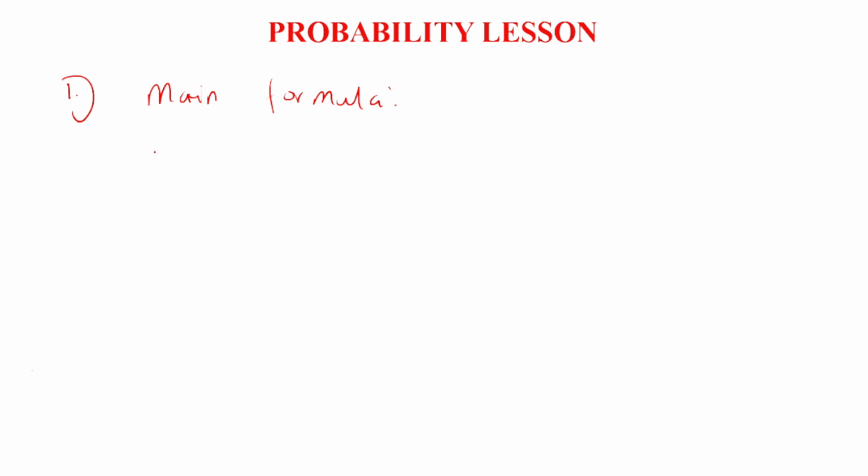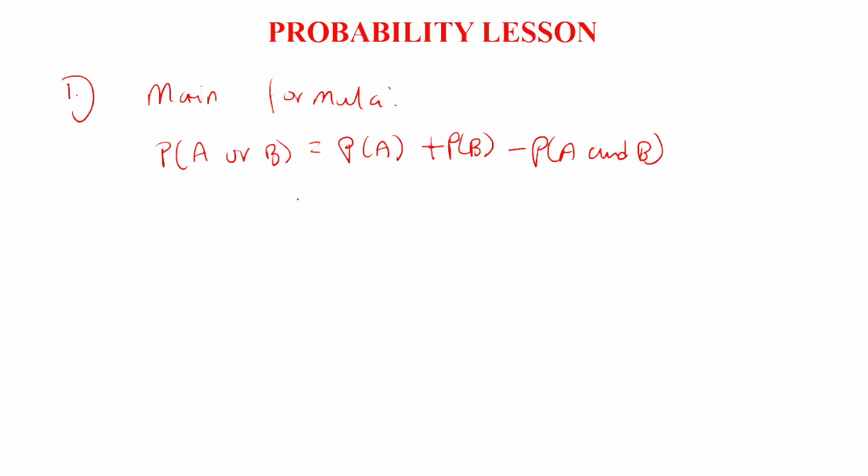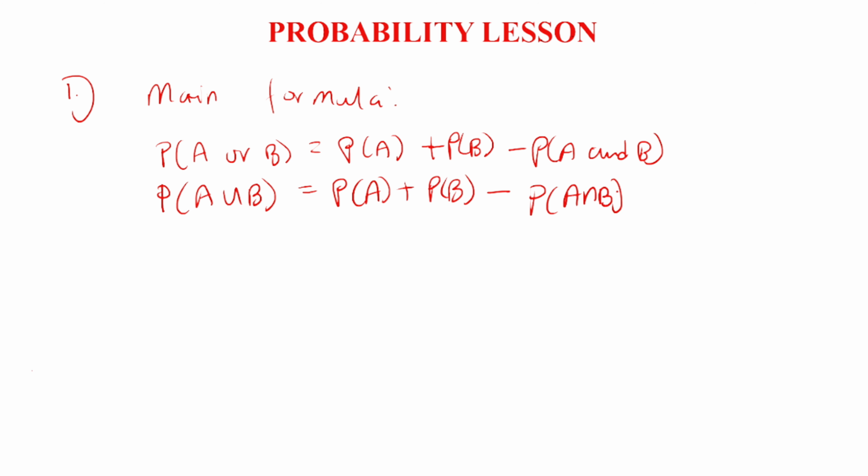So we have this main formula that says the probability of A or B is equal to probability of A plus probability of B minus probability of A and B. This is the main formula of probability. You would write it like this in terms of symbols: probability of A union B equals probability of A plus probability of B minus probability of A intersection B. So this is what you would write.